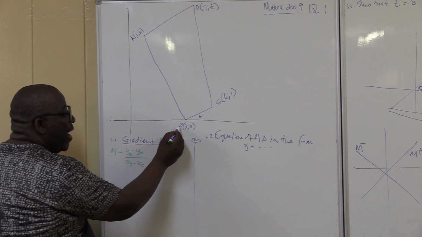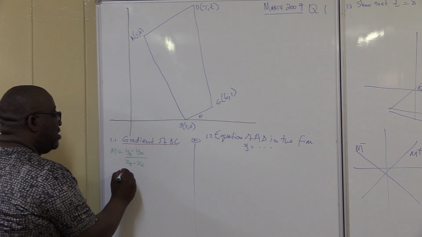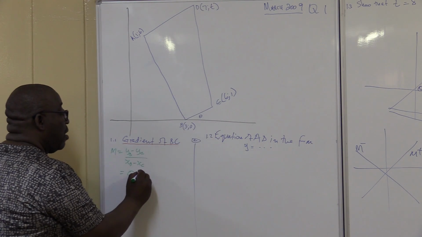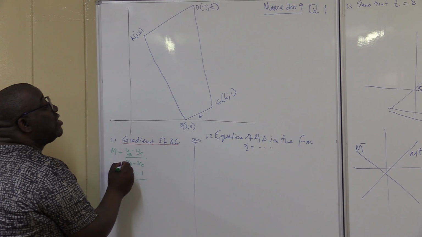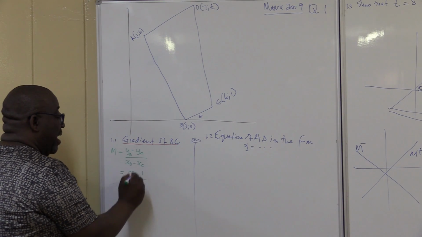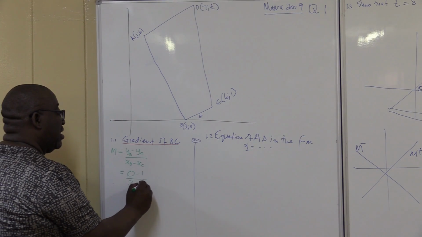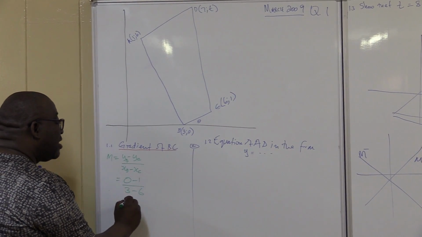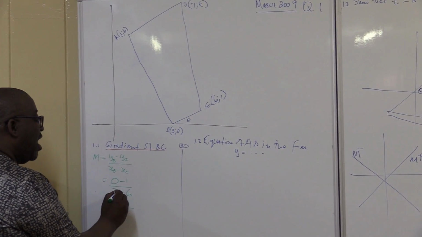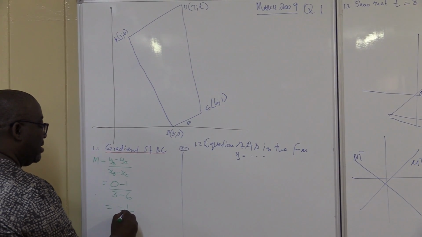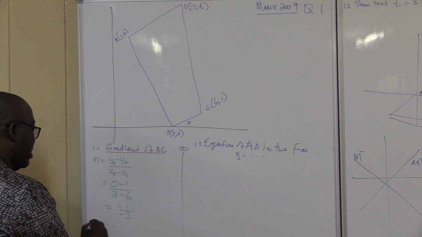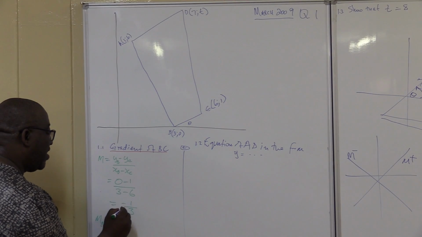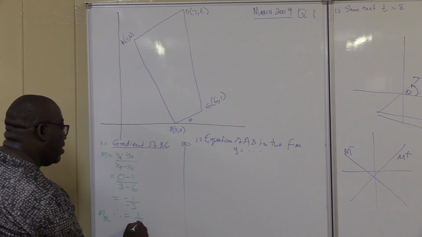What is y at b? This is x, this is y. So y there is 0, minus, what is y at c? Y at c is 1, over, what is x at b? X at b is 3, minus, what is x at c? X at c is 6. What is the answer here? This is 0 minus 1, it is minus 1 over 3 minus 6. It is minus 3. Therefore, the gradient of BC is equal to negative, and negative over negative is positive. It is 1 over 3.